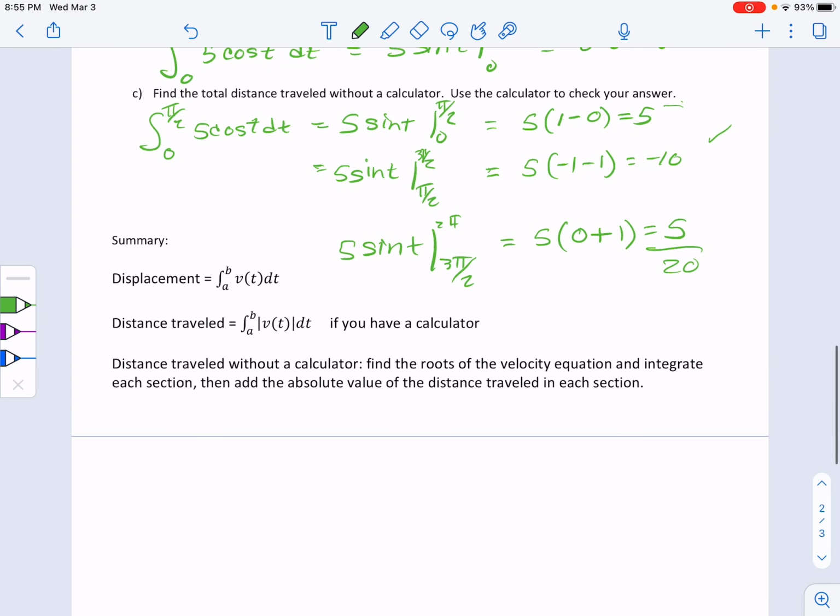Here's a quick summary. If you want to do displacement, you can just integrate velocity. If you need total distance, you have to use the absolute value, and you have to have a calculator. If you don't have a calculator, you have to integrate the parts, right and left, and take the absolute values and add them together, okay? That's what there is to particle motion and integration. Good luck on the worksheet.